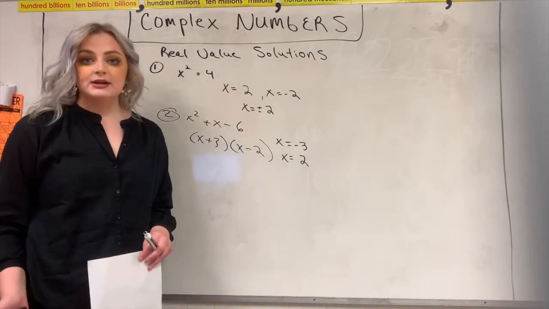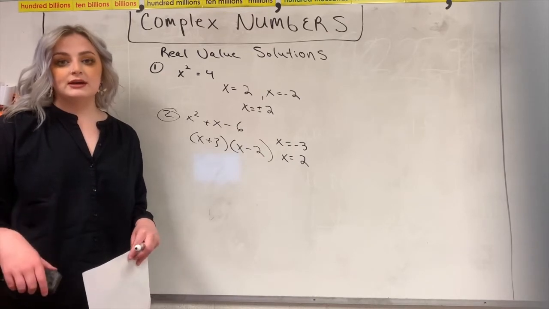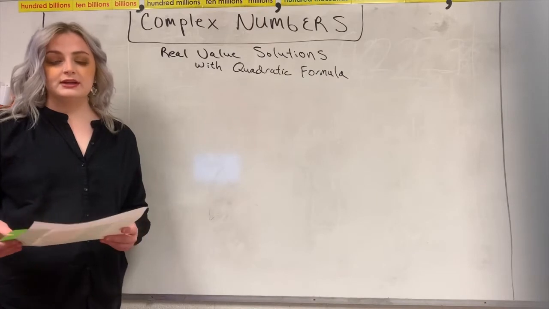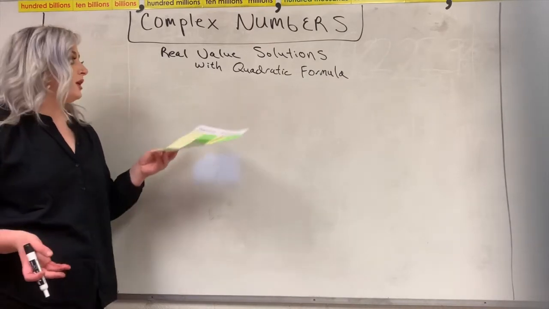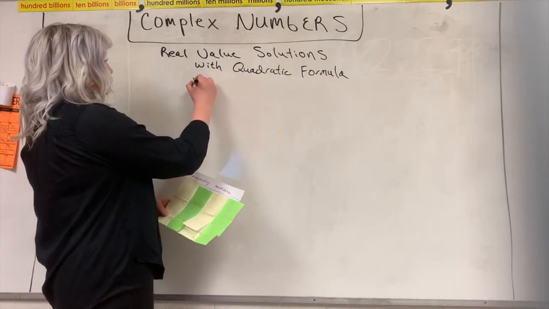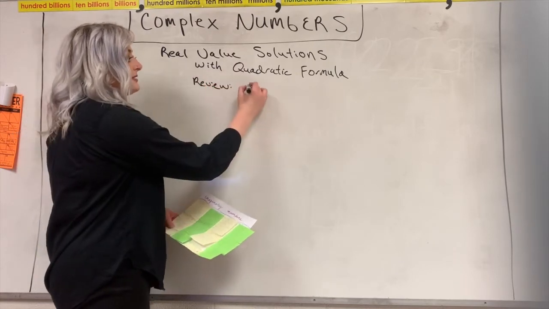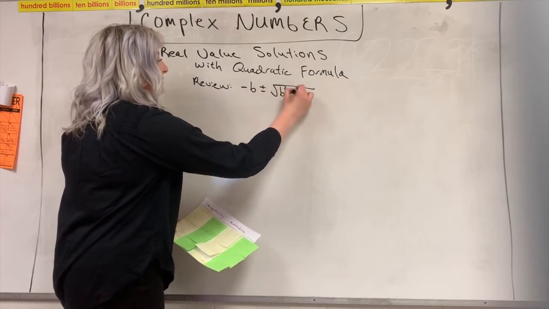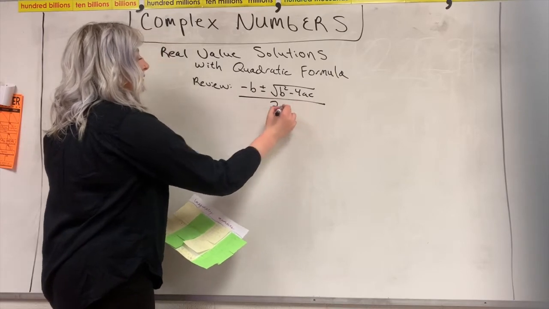And then lastly, I'm going to do another example with a real valued solution involving the quadratic formula. So we'll review that. What do we do if we're given an equation that we can't factor and we don't know how to solve it? Well, we can use what's called the quadratic formula. Just to remind you, this is a little bit of review. The quadratic formula is negative b plus or minus the square root of b squared minus 4ac, all of that over 2a.